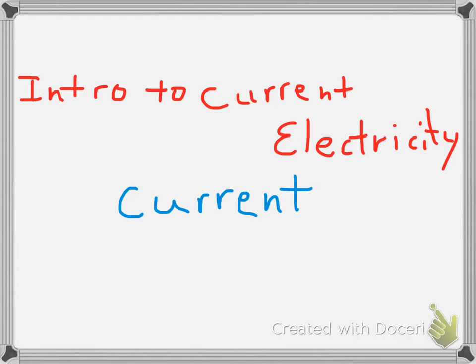When you see the word current, what do you think of? Just think of a stream flowing or wind flowing. It's a current. It's something flowing. And that's what current electricity is. Current electricity is flowing electricity.